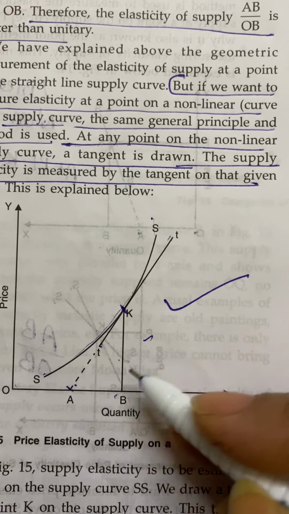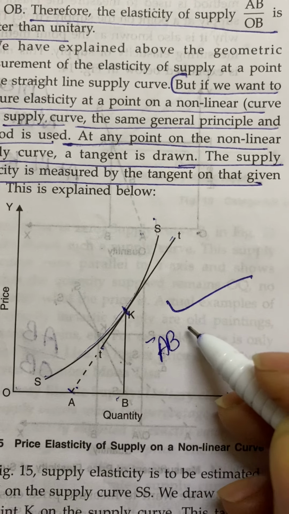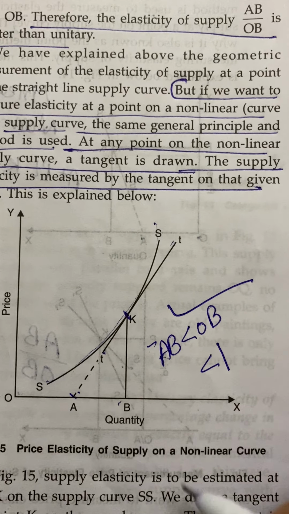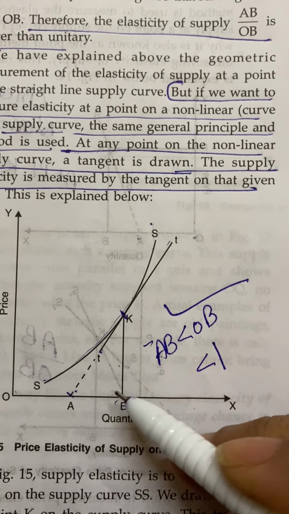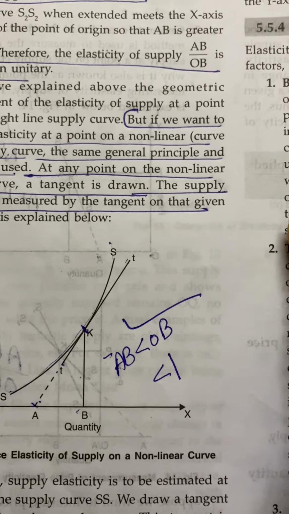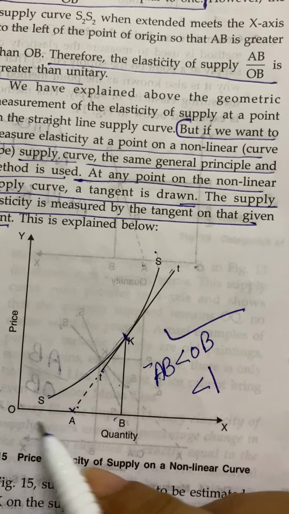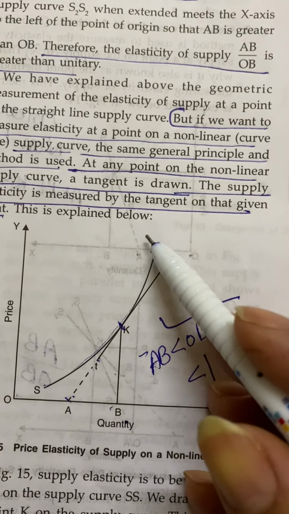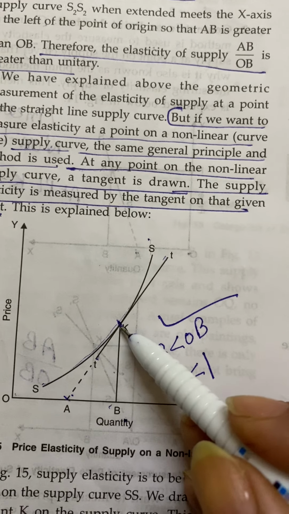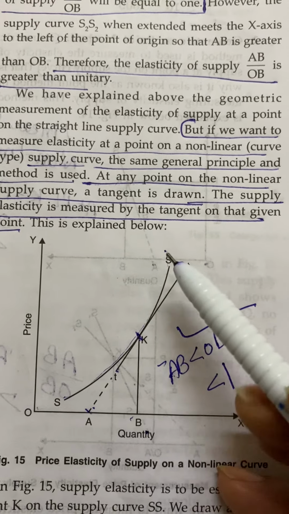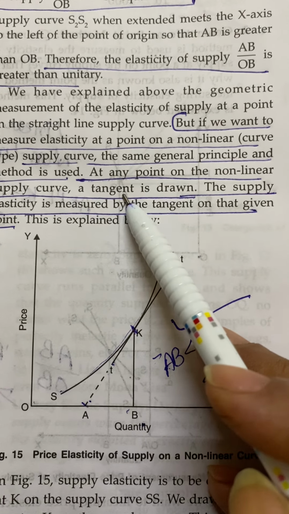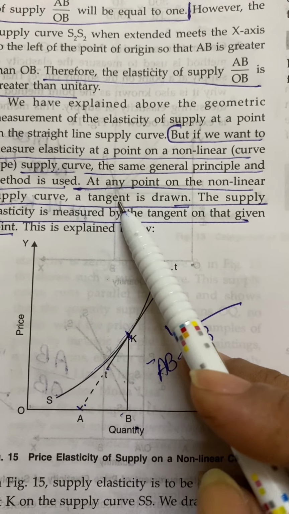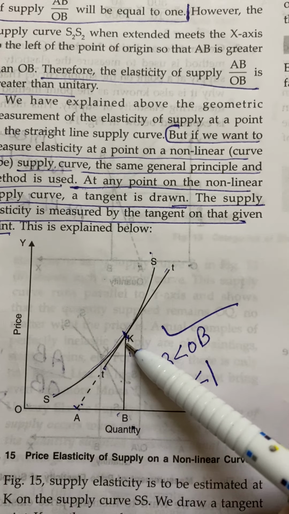But यहाँ थोड़ा सा फर्क है. It seems AB is less than OB, so degree will be less than 1. अगर ये और थोड़ा मिड में होता, दोनों बराबर होते, तो शायद डिग्री इक्वल टू 1 होती. But now AB is smaller than OB. So on a non-linear supply curve, किसी भी पॉइंट पे अगर हमें इलास्टिसिटी कैलकुलेट करनी है तो we have to draw a tangent. The same in case of demand curve, non-linear demand curve, point method. The same is true here also.